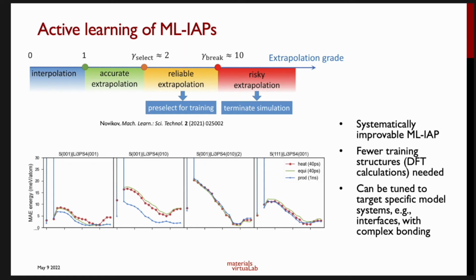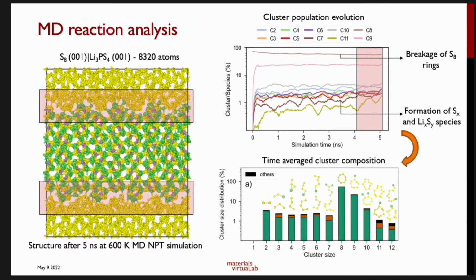And here we are looking at a simplified system, which is the sulfur Li3PS4 cathode solid electrolyte interface. I know a lot of people working in lithium sulfur batteries are extremely interested in this. And we show that essentially with a minimum number of iterations, we can actually get a potential that can model this interface pretty well, right?